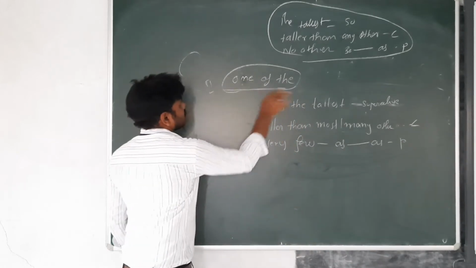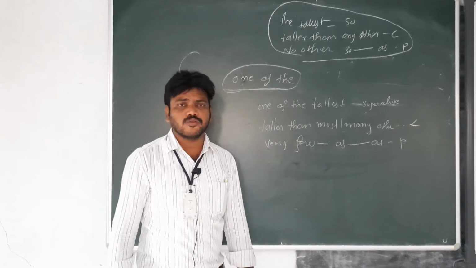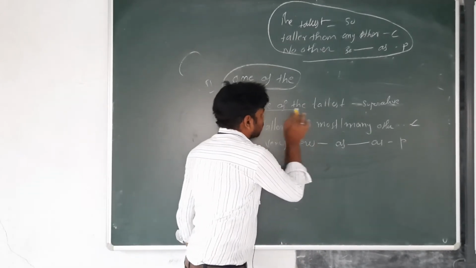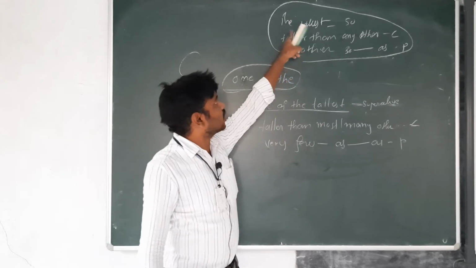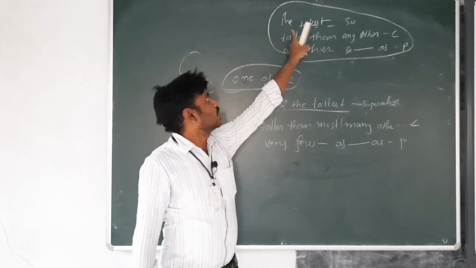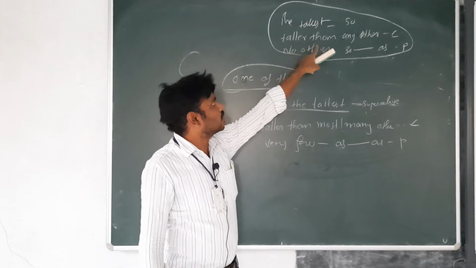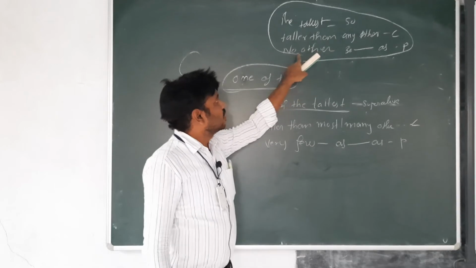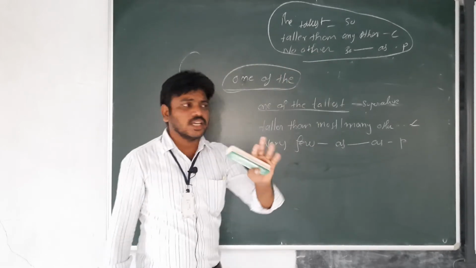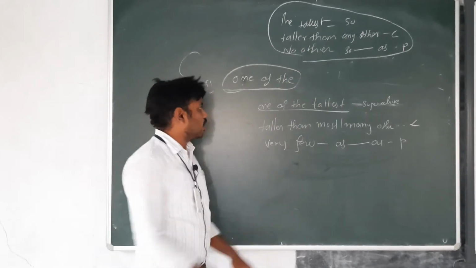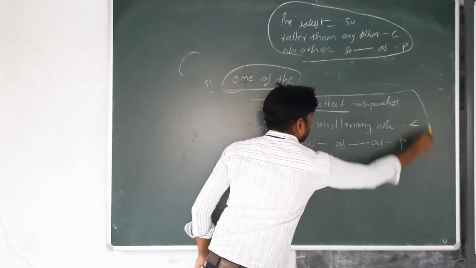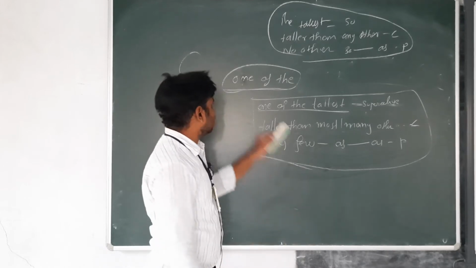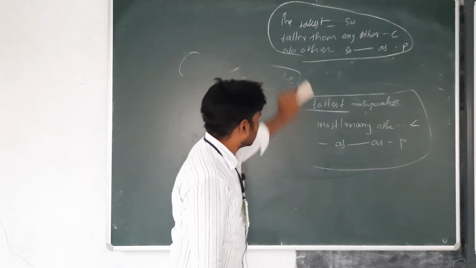So when we see one of the, this type you should follow. If we find the tallest, here we should not write one of the. The tallest means you should write this formula, taller than any other. Remember, the tallest means taller than any other. Next one, no other. But when we see one of the, we should write this formula: taller than most or many other. Now let us see an example.